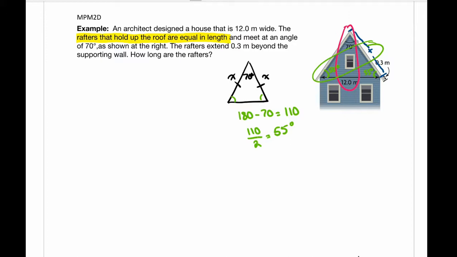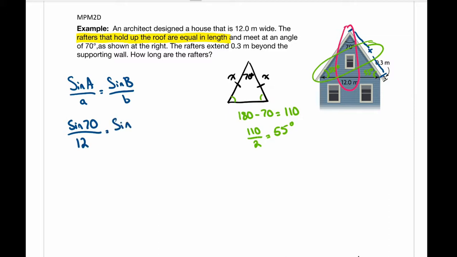So now I have my full pair and my half pair. So I'm going to write out my sine law. In this case, the triangle's not labeled, so I'm just going to use A and B for my two ratios, as long as I keep it consistent on what I plug in. So for example, sine A, I'm going to say that angle A is 70 degrees, which means that side B has to be the corresponding side, or 12 meters.